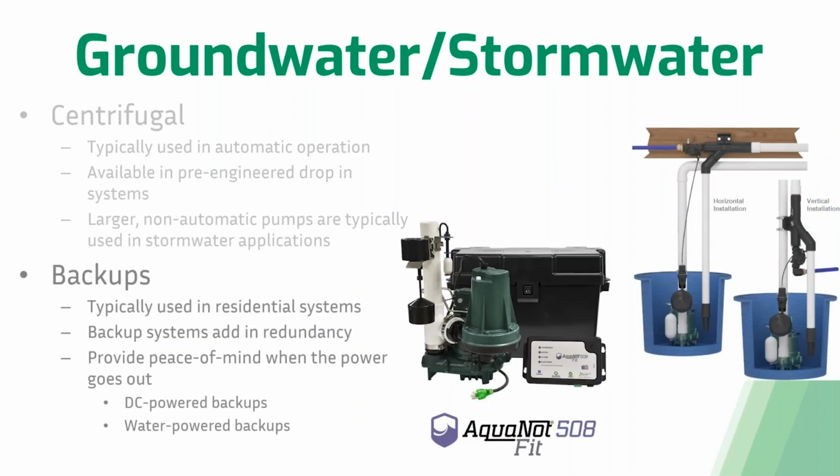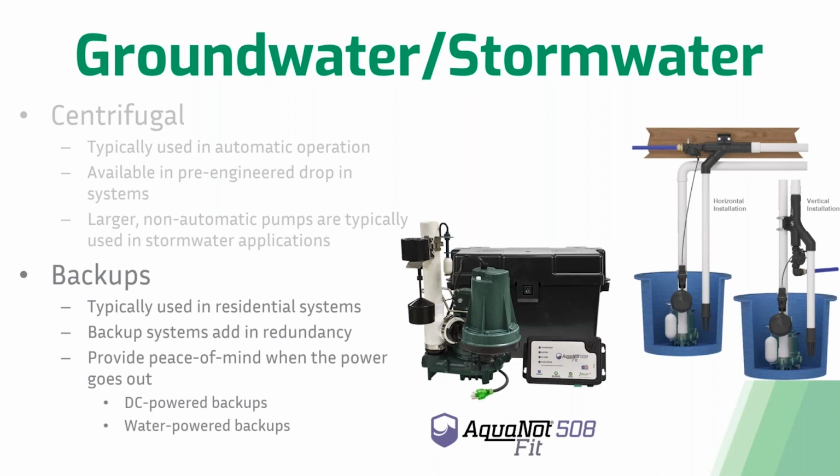Now, typically, you can also utilize backup systems in smaller groundwater applications. You're really not going to use these in stormwater systems, but if you're installing these into residential systems, you'll want to use some sort of backup. These backup systems add in redundancy similar to a duplex arrangement with 2 pumps. So if your main pump fails, you still have that backup in place to keep your basement dry while you try to get that pump replaced.